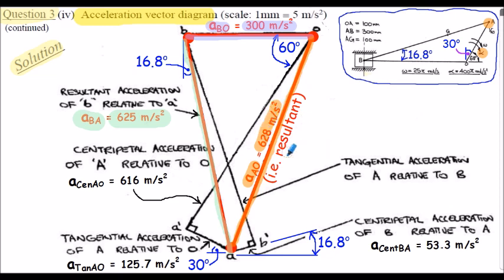Now that's actually the resultant acceleration of point A, because in this case, the acceleration of point A relative to O is defined by two accelerations. That is the centripetal acceleration, shown here, and the tangential acceleration, shown here. So essentially, the resultant acceleration is the hypotenuse of the right-angled triangle shown here.